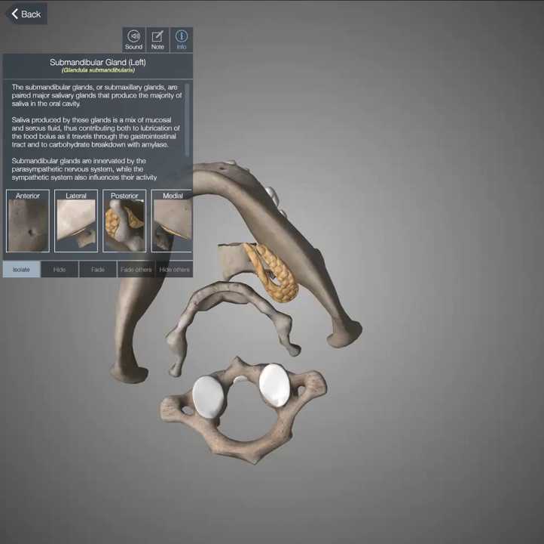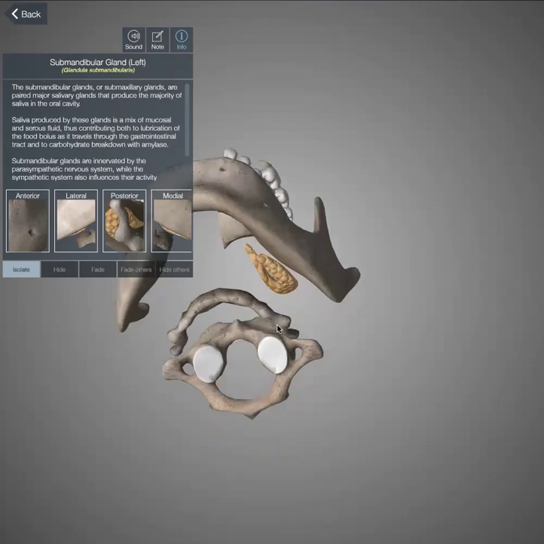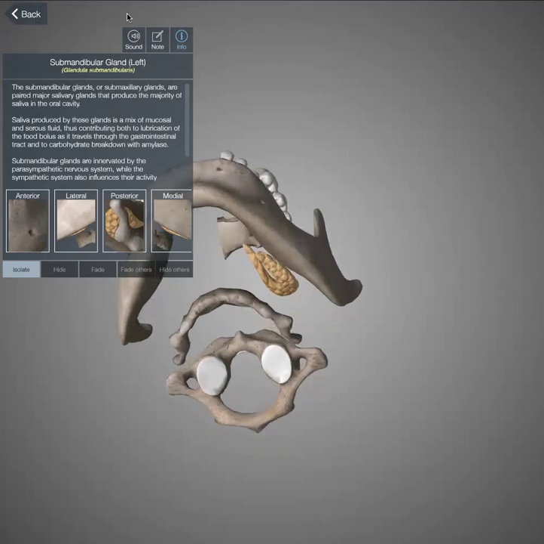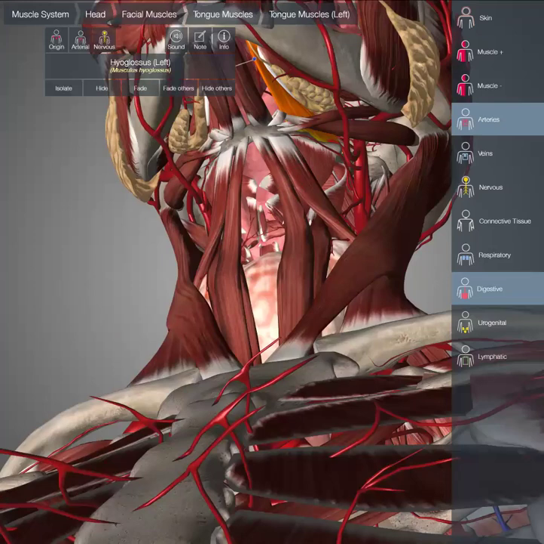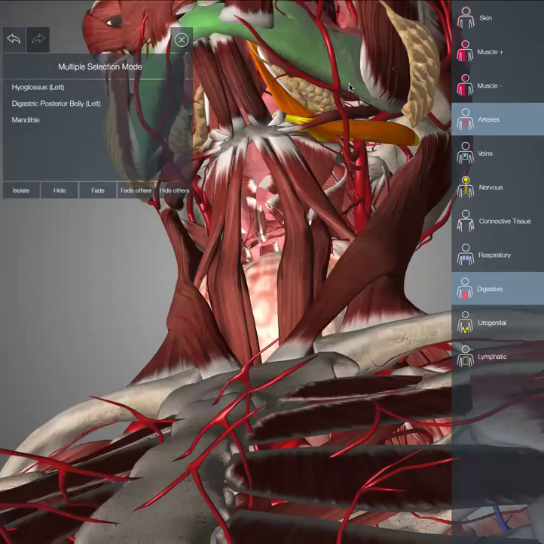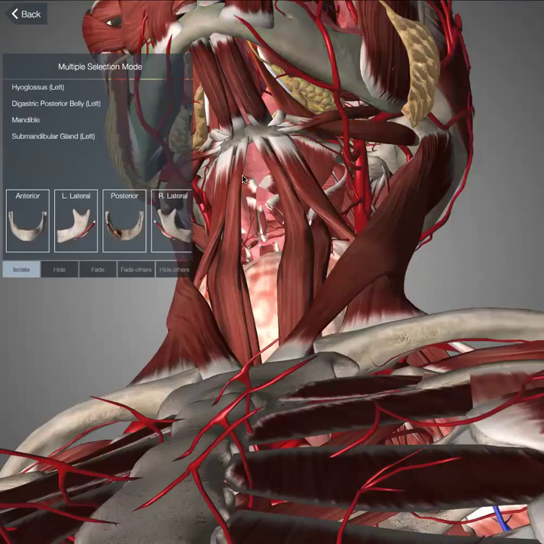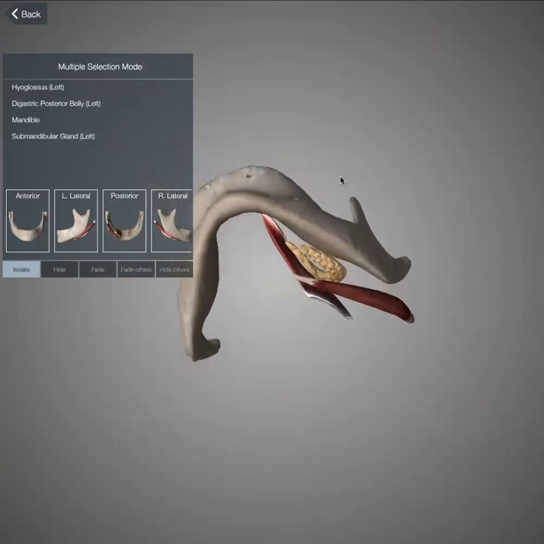It is located in the submandibular triangle, where the boundaries of the triangle are the anterior belly and posterior belly of the digastric, and the mandible body. In this case, we can see them here, and you can see how this triangle is formed, like that.